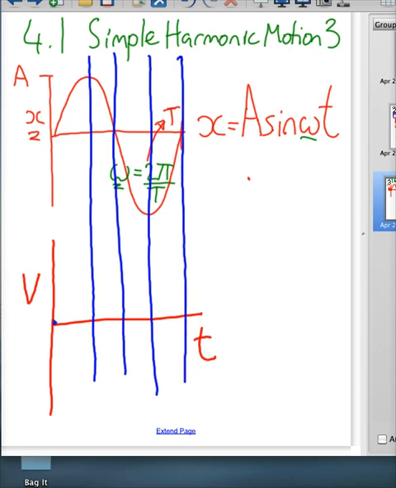Now if you can visualize once again the spring going up and down, let's see if we can find that little fella again. Here we are.